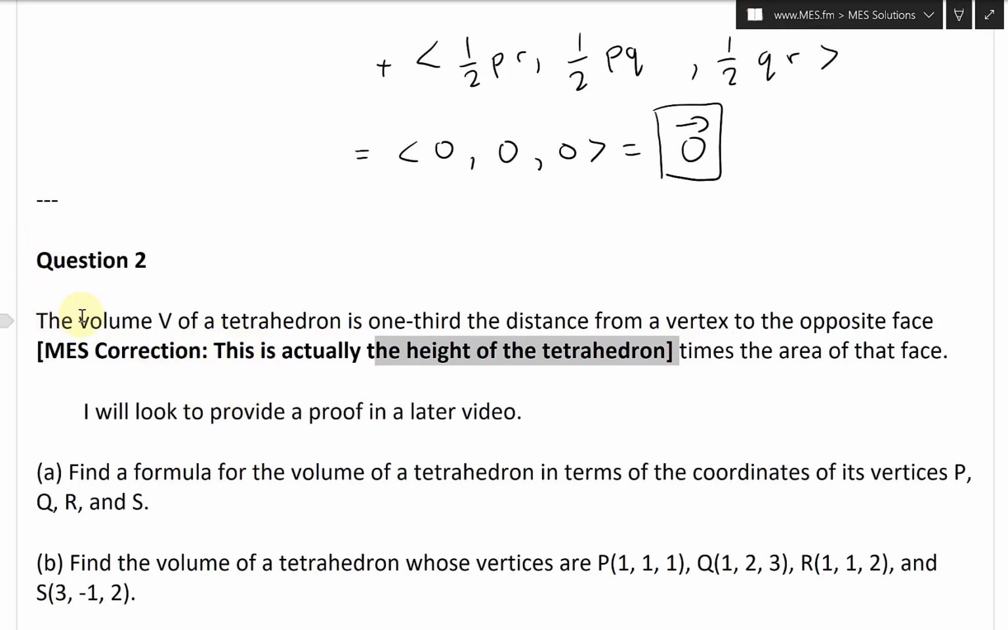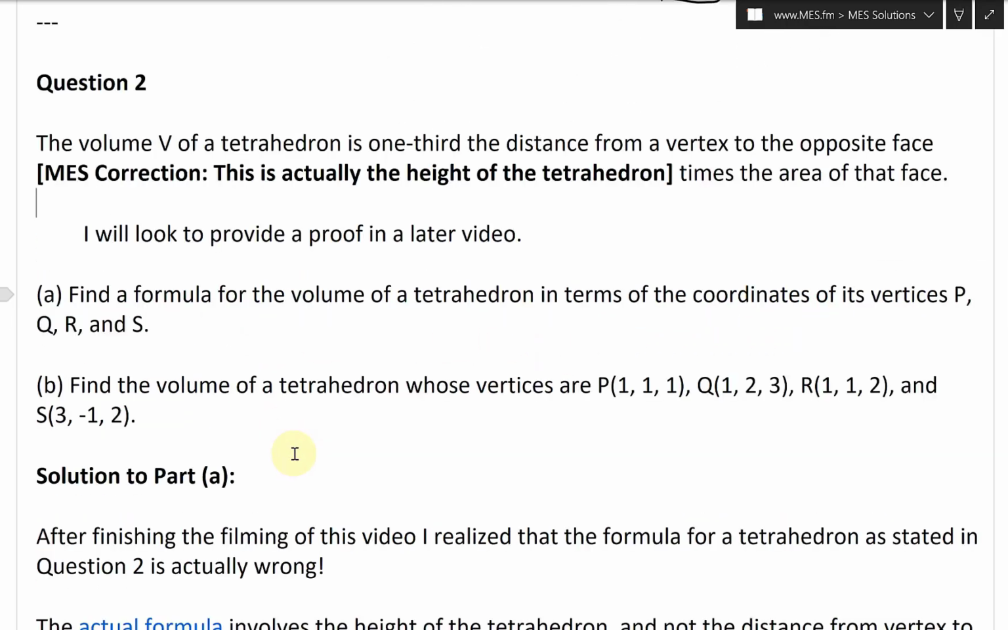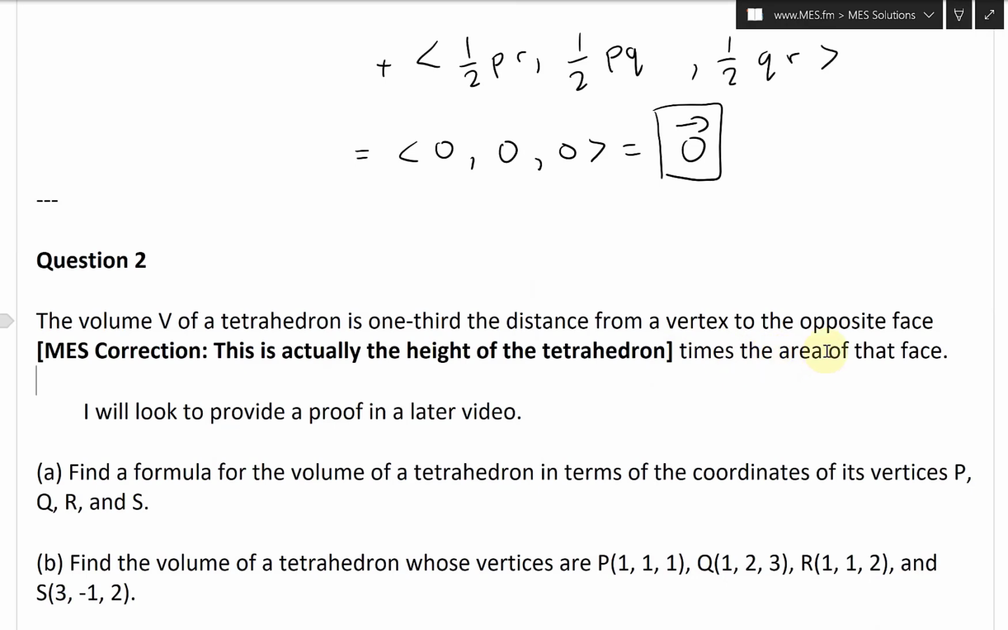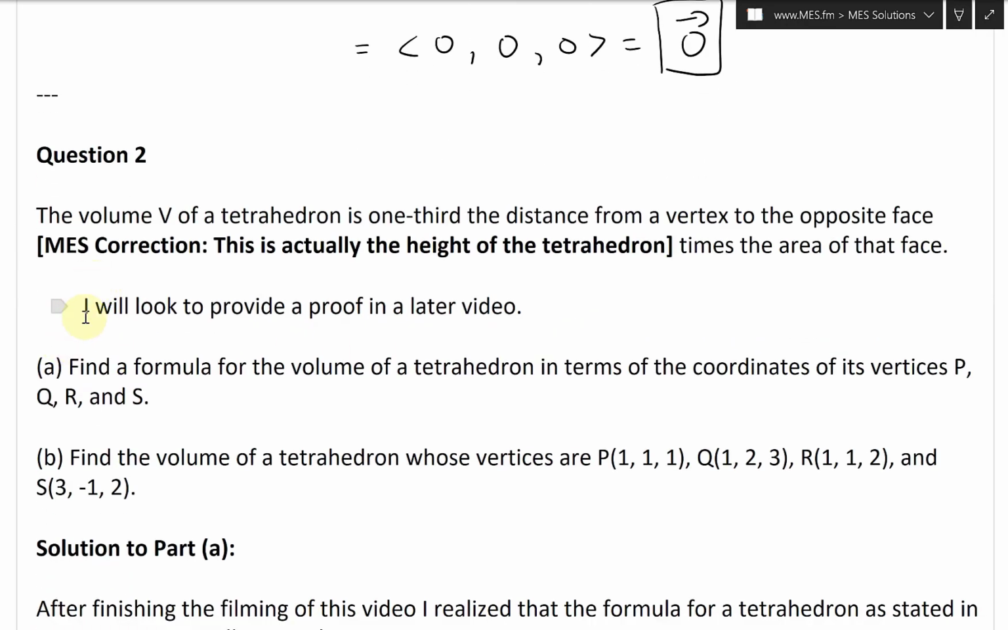So question 2, the volume V of a tetrahedron is 1/3 the distance from a vertex to the opposite face. And here's the correction. This is actually the height of the tetrahedron. So it's not actually the distance from a vertex to the opposite face, but it's the height of that tetrahedron from this opposite face. And I'll illustrate that in a bit. So times the area of that face. And again, I will look to provide a proof in a later video.